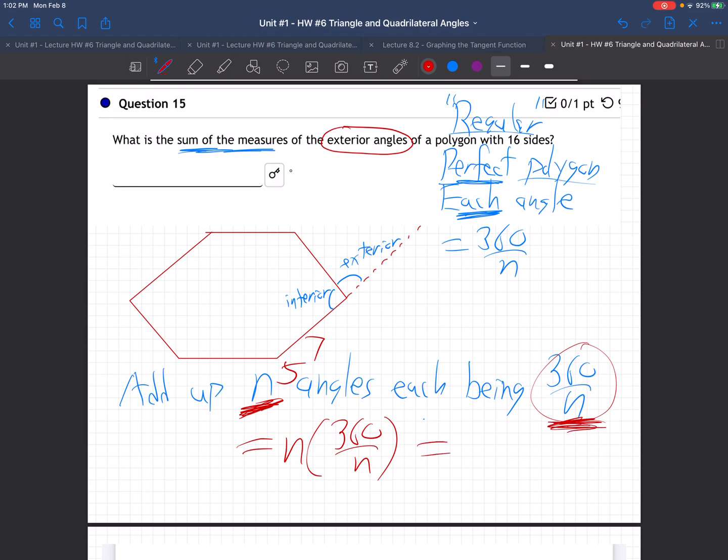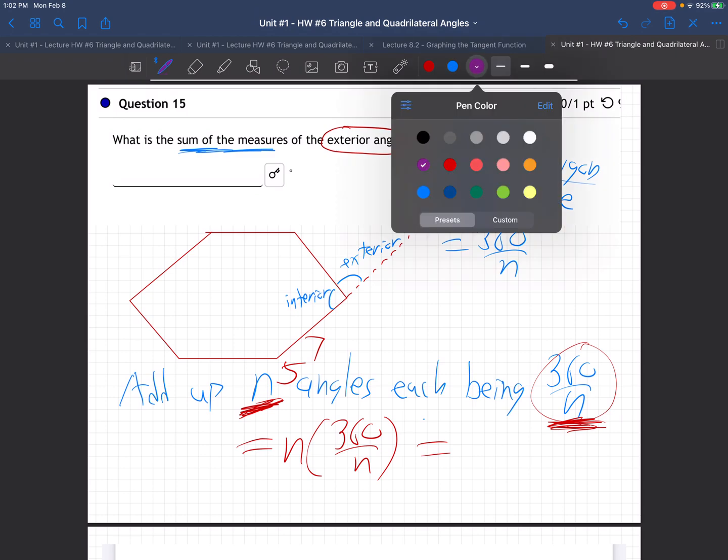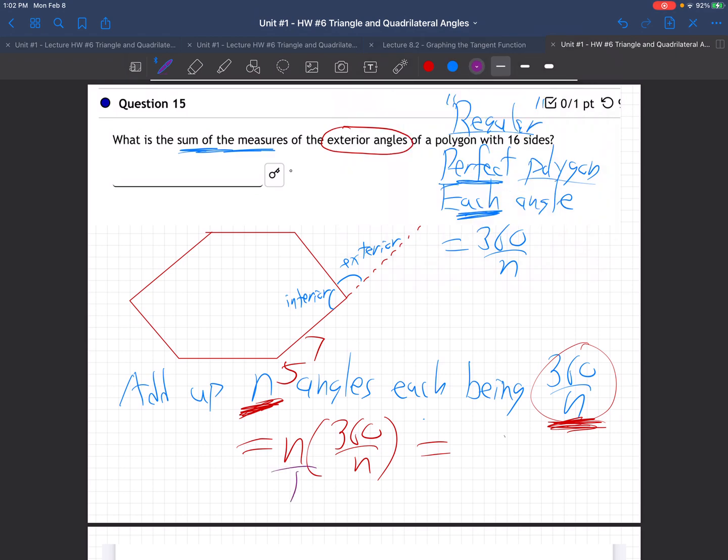Are you comfortable with fractions? Anytime a whole number is interacting with a fraction, you put the whole number over one, or a whole letter. These cross cancel. It's just going to be 360. The answer is going to be 360. It doesn't actually matter how many sides, because the n cancels out. Notice I never did anything with the 16, because the 16 would have been the n. You could plug in the 16 here if you want to. It's just going to cancel out. The answer is just 360. It doesn't matter how many sides. It's always going to be just 360 degrees.